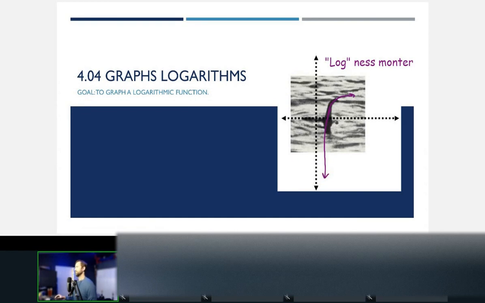All right, graphing logarithms, the Logness monster. The reason why it's called the Logness monster is because every log graph, assuming there's no negative causing it to flip, creates a graph that looks like this. It just starts down here and goes up, and then as it goes above the x-axis, it starts to drift to the right. So the Logness monster, log graphs. That's how all log graphs look.